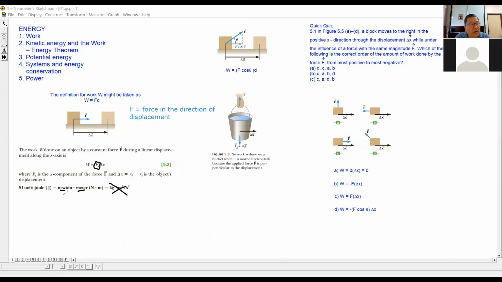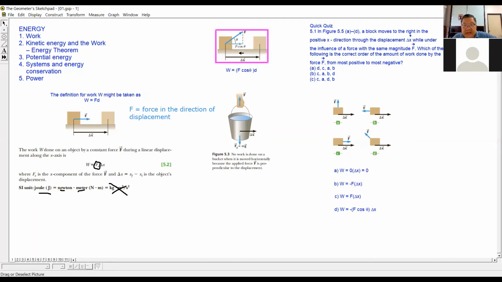The one that they always use is joule or Newton meter, the unit for work done. So next, we are going to look at what happens if the force is not parallel to the displacement. So we look at the second case. Earlier on, the force is horizontal. It is parallel to the displacement.